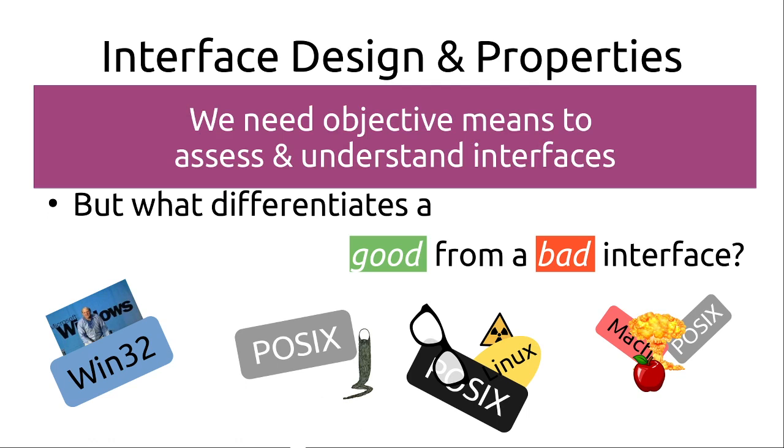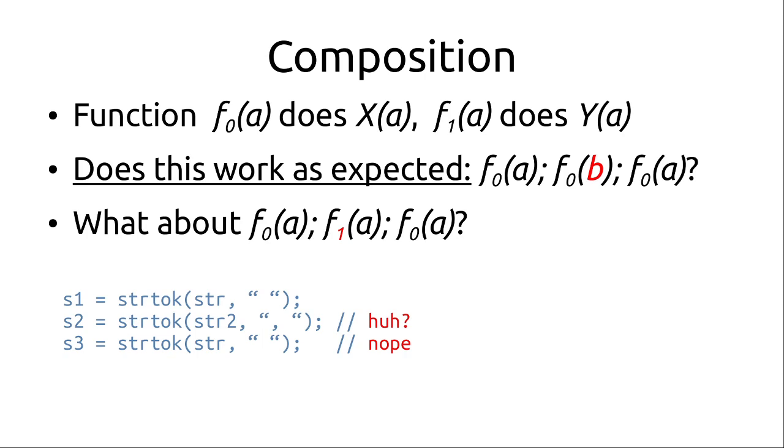So we're going to go through a number of properties today, and the first one is composition. Compositionality has to do with the combination or the sequencing of different functions. So for instance, if we have a function f0, another one f1, and we have some specification for their behavior for some input. So f0 taking an input of a does x of a, right? Whatever that x is, you could specify it for different types of functions. And f1 does a corresponding y of a.